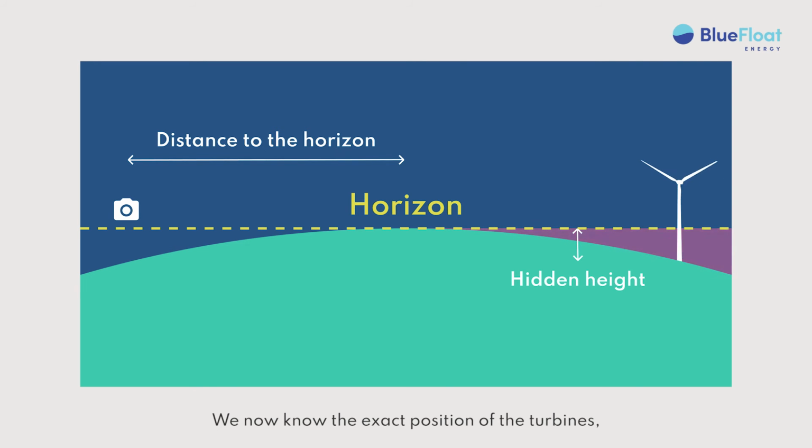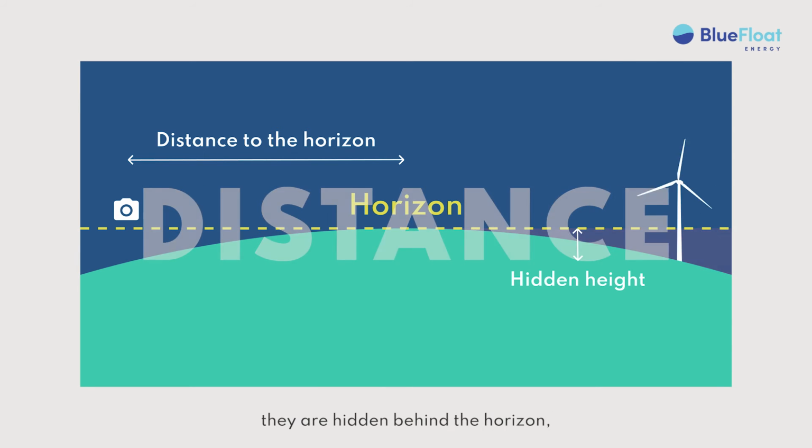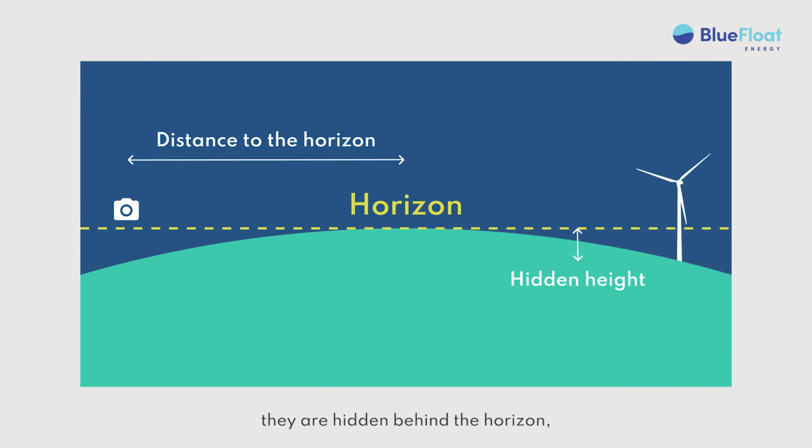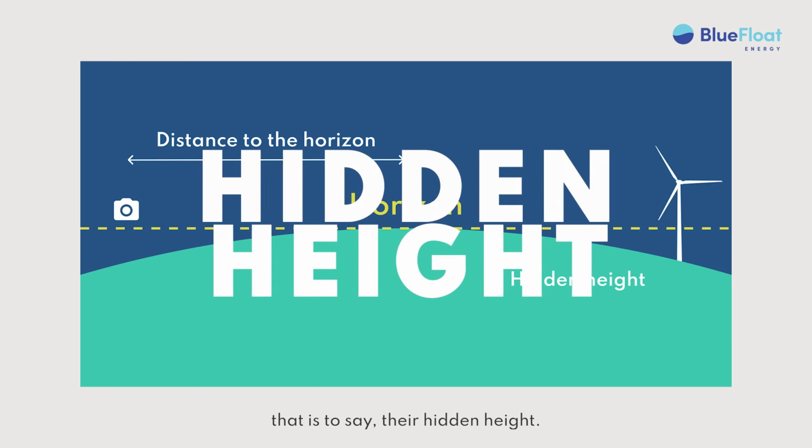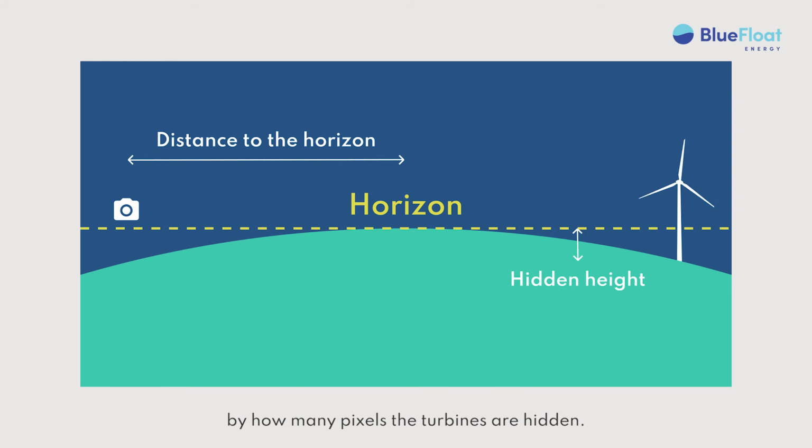We now know the exact position of the turbines, their distance and the extent to which they are hidden behind the horizon. That is to say, their hidden height. We can therefore determine by how many pixels the turbines are hidden.